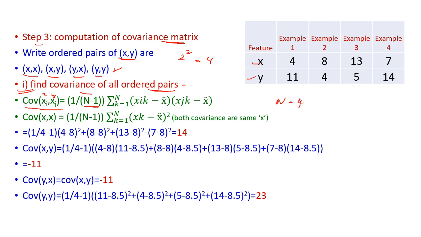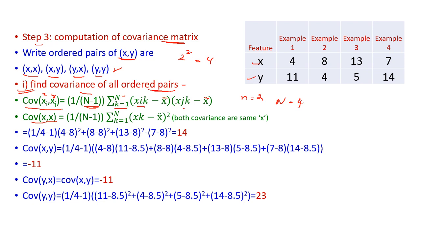Capital N is nothing but 4. Small n equal to 2, because we are having 2 number of variables. That is, covariance of Xi comma Xj, which is equal to 1 by n minus 1 summation of k equal to 1 to n, xik minus x bar into xjk minus x bar.